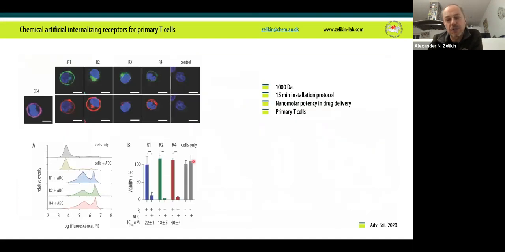And not only does it work in cancer cells, it works fantastically well in primary T cells. These are primary T cells. You can see it still is nanomolar potency. And this is a fantastic and a very simple artificial receptor compared to other artificial receptors that are based on proteins where you need cell transfection, selection of cells that are positive for your gene, etc. Here, it's very easy. It's a molecule that is worth 1,000 Dalton in mass. The installation protocol is just adding a solution of this receptor, and the cholesterol spontaneously inserts into the lipid bilayer, and it works in nanomolar potency in primary T cells. We were very excited about it.